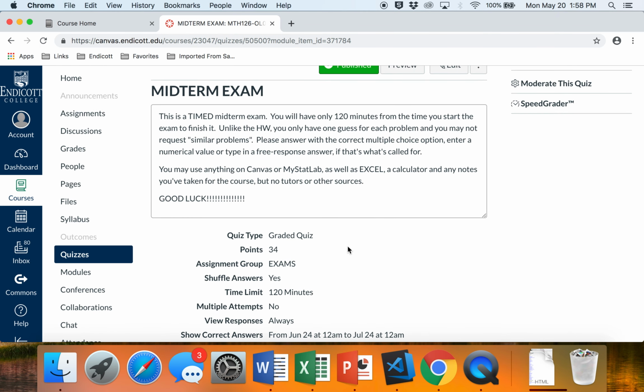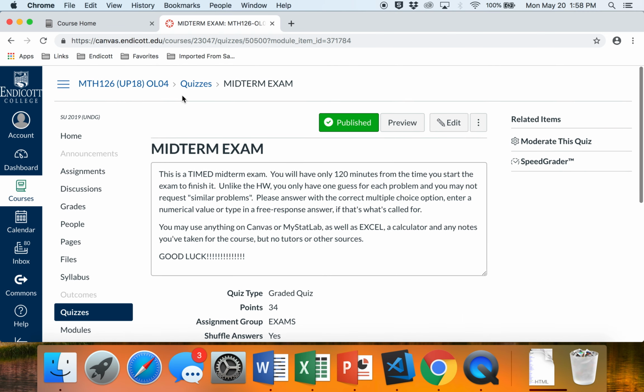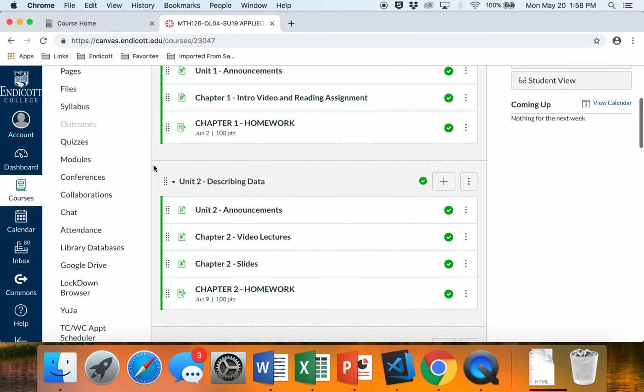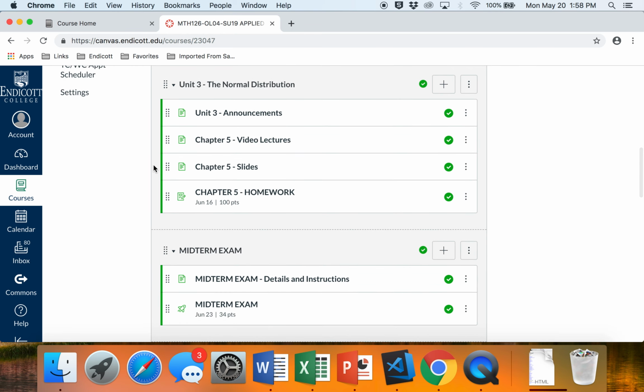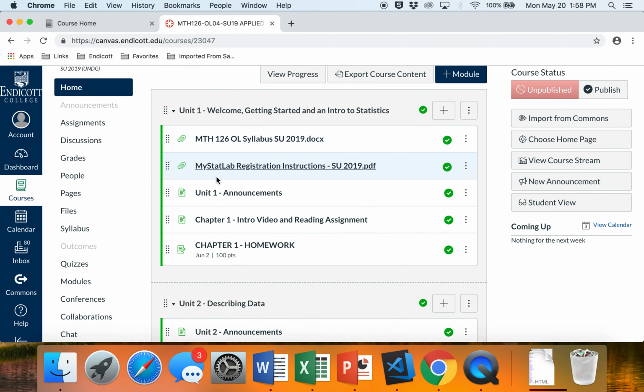So you do want to make sure that you have saved time in order to complete the exam all in one sitting. But this is where you go to actually take the midterm and the final exam. Aside from that, I am redoing the course a little bit, hopefully to make it more user-friendly in some regards.